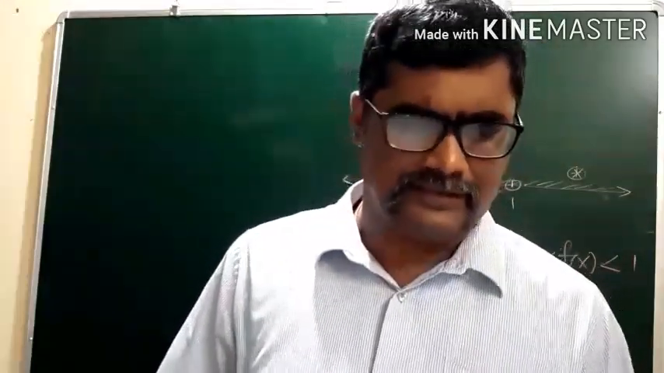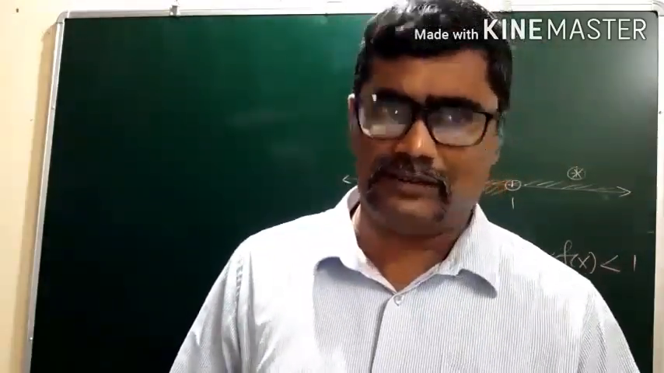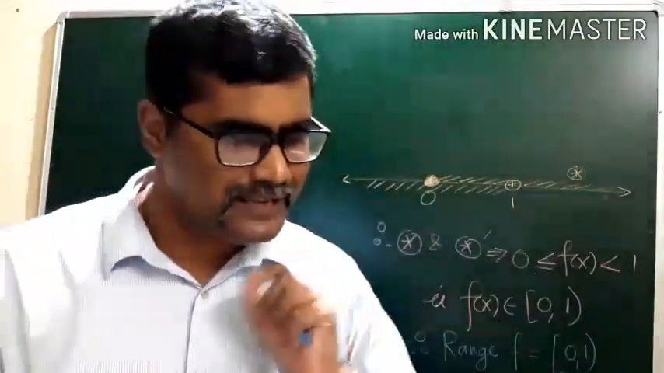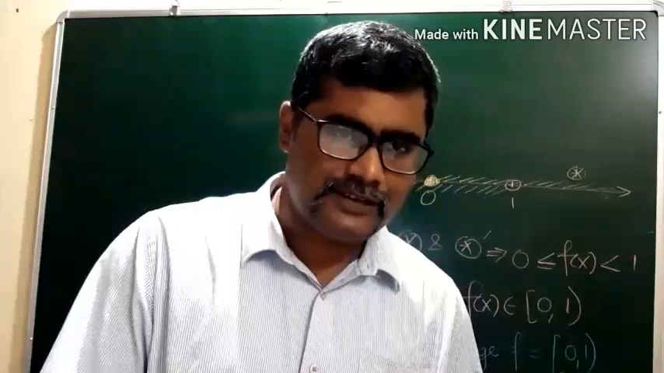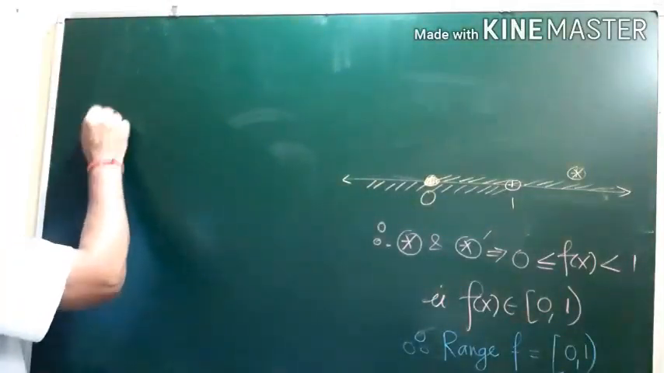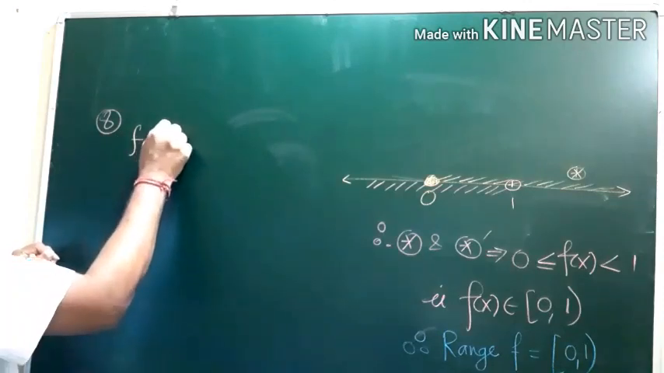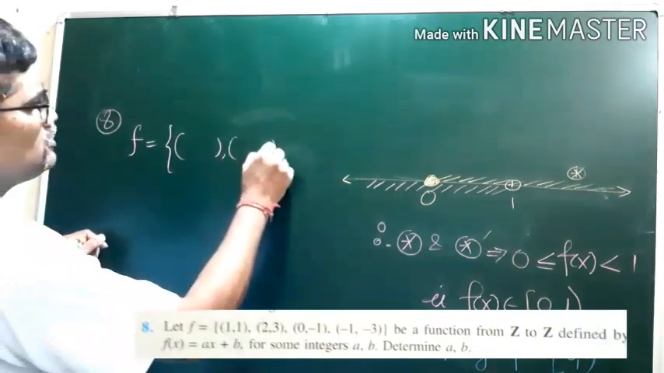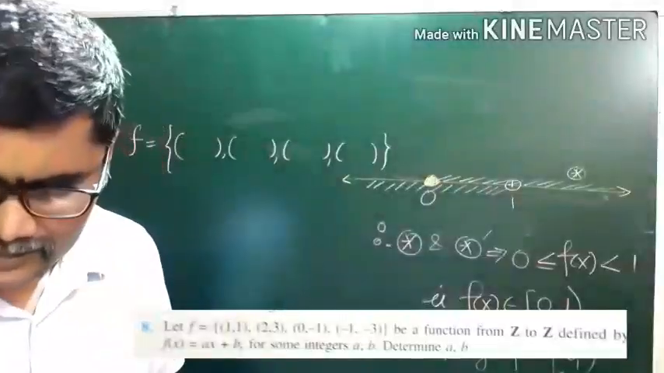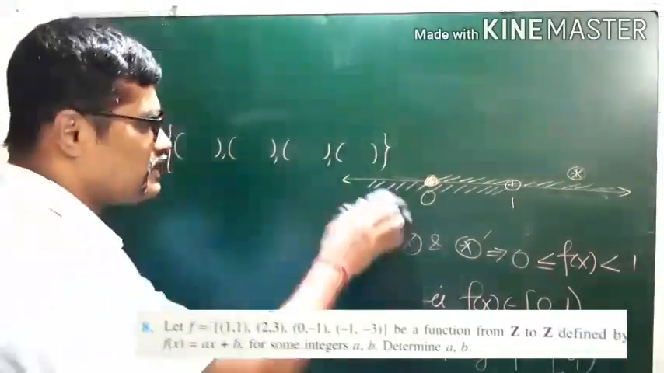Question number 8. If I will be left out with time, I'll take 7. But presently question number 8. You are given the function f in the roster method. Right? Question number 8 of miscellaneous. I'll write this. There are 4 ordered pairs like this. And you have to find what is the value of a and b.